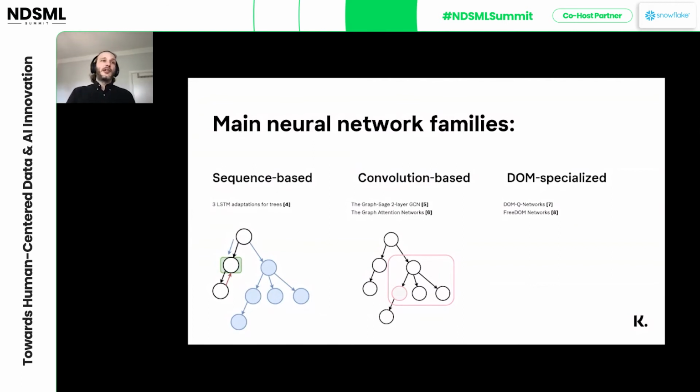The first category of algorithms are sequence-based neural networks. The second are convolution-based neural networks. And the third are DOM-specialized neural networks. I'm not going to go into much detail about what these are, but they are highly specialized architectures that are specifically targeting DOM trees.